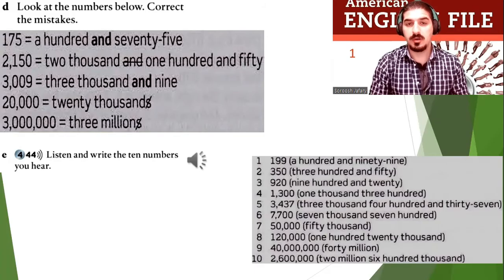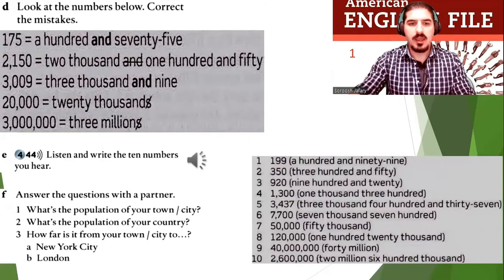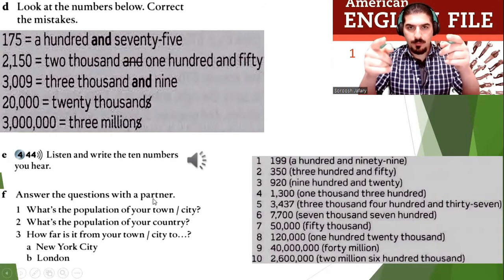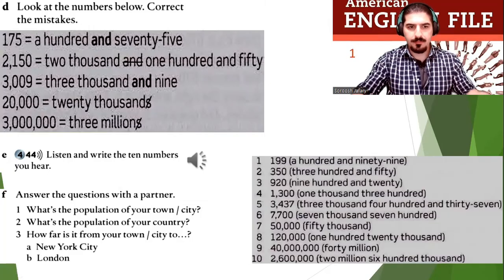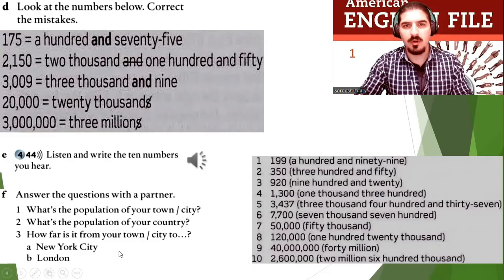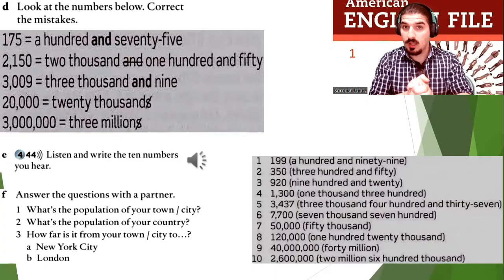Okay, well done. So, as I told you, these are high numbers, big numbers. Now, answer the questions with a partner. You and your partner speak together. For example, what's the population of your town or city? What's the population of your country? How far is it from your town to city to New York, to London, to Istanbul? Speak with your partner. Very well. You did very good. All right.